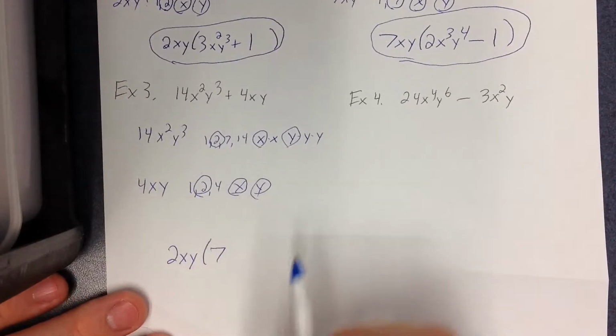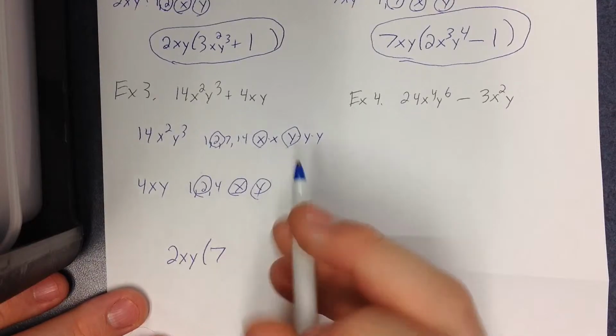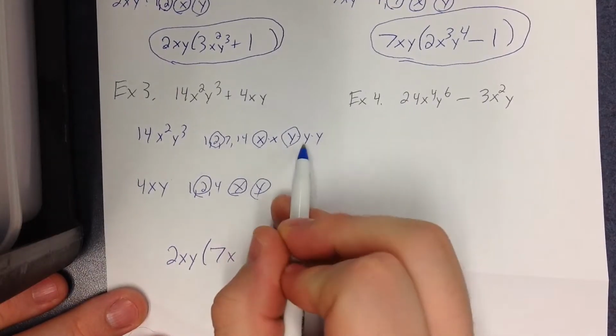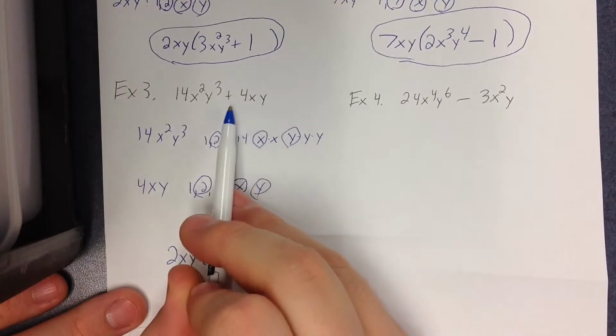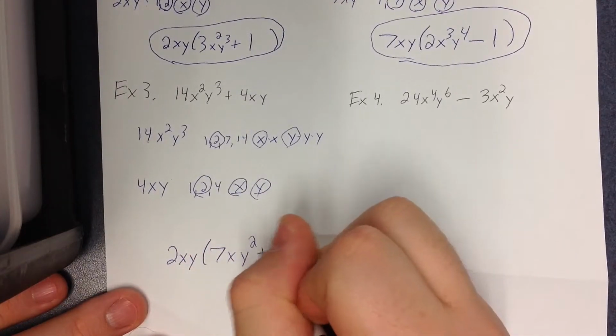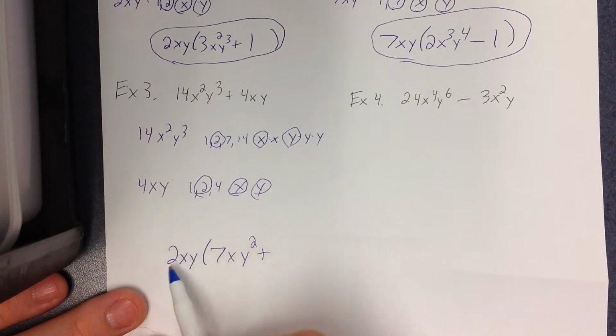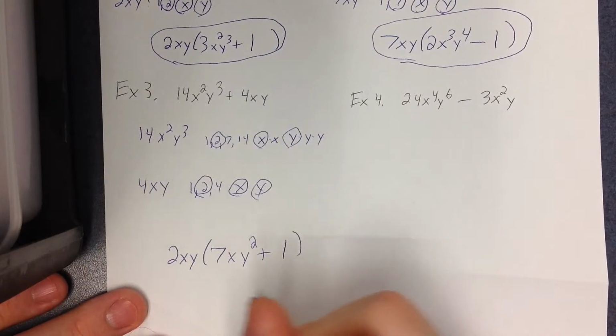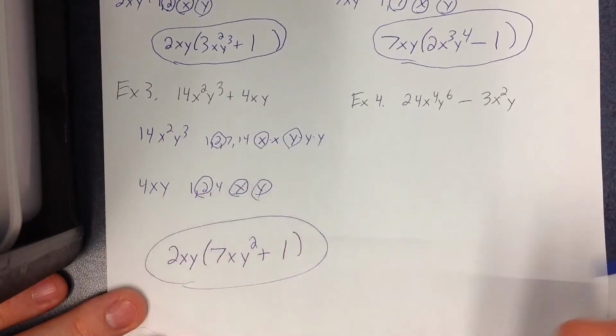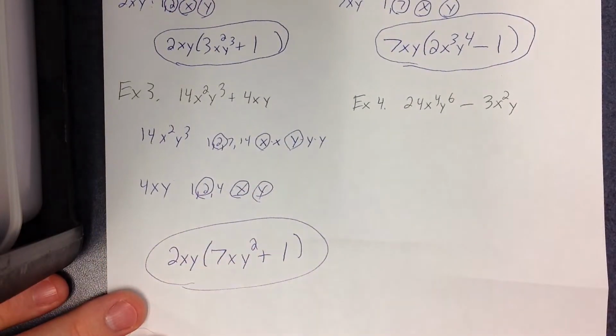2 times what gives me 14, and that's 7. I only have 1x left over, so I just put x. I have 2 y's left over, so that's y squared. Plus sign in the middle. 2 times what gives me 2, and that's 1, and again I have nothing left over to use here. So I get 2xy times 7xy squared plus 1.